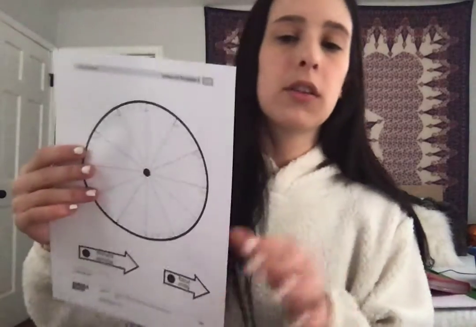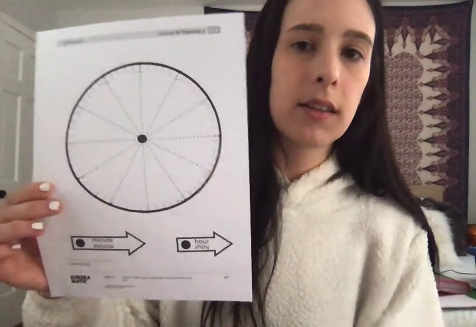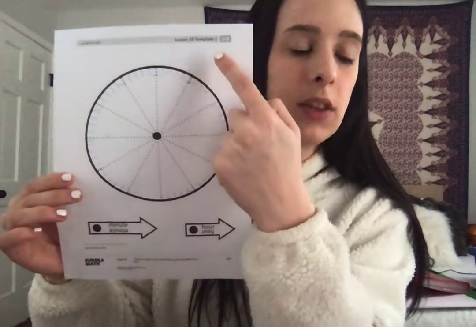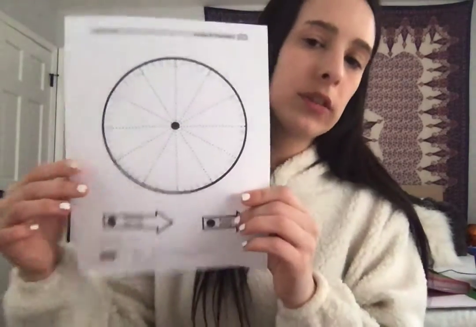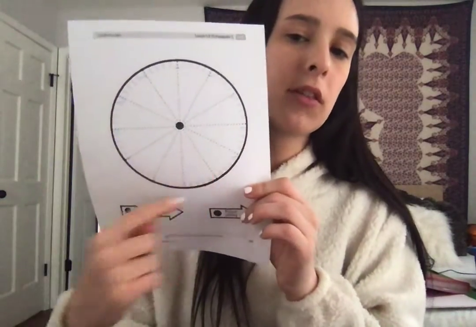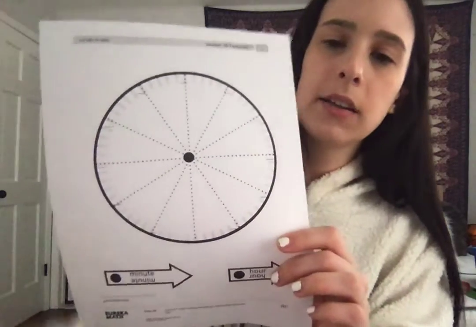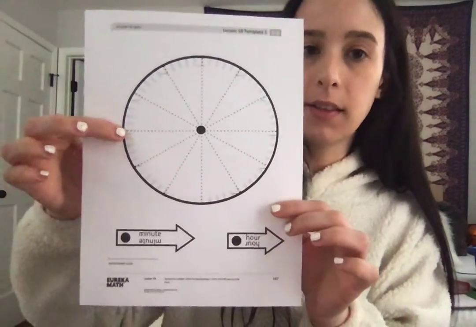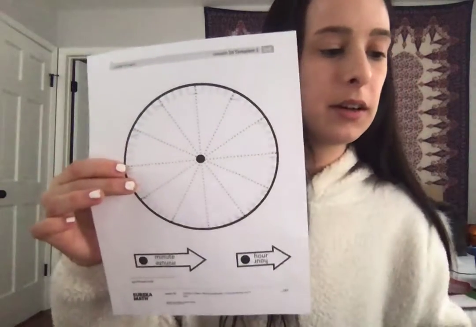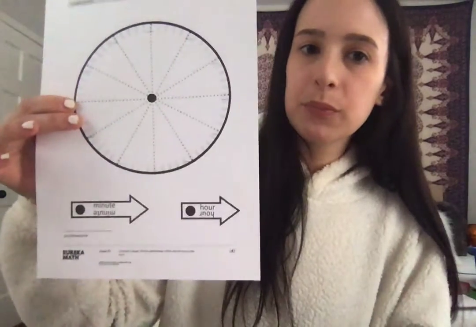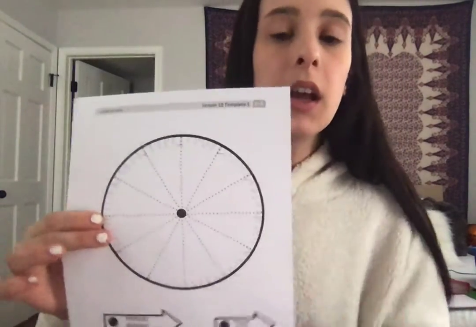I already made a little copy for myself. So reminder, it looks like this, and it says lesson 10, template 1 at the top. And I want you to think, what shape is this on here? I know there's stuff inside, but what shape is it? I'm going to give you time to think. It's a circle.